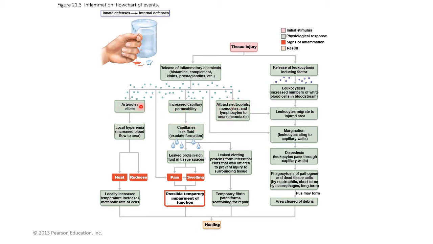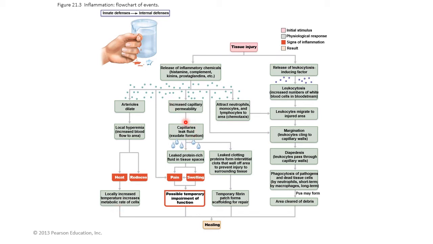But when you have the arterioles dilating, that causes local hyperemia, increased blood flow to the area. Because blood's a little warmer than body temperature, that results in an increase in the temperature, so heat, and also causes redness. And this heat causes a locally increased temperature, which also makes the cells more active, so it increases the metabolic rate of the cells that are fighting the infection, so that's a good thing.